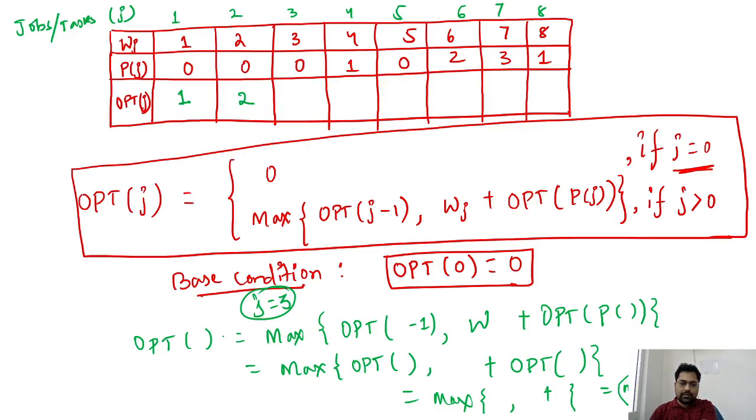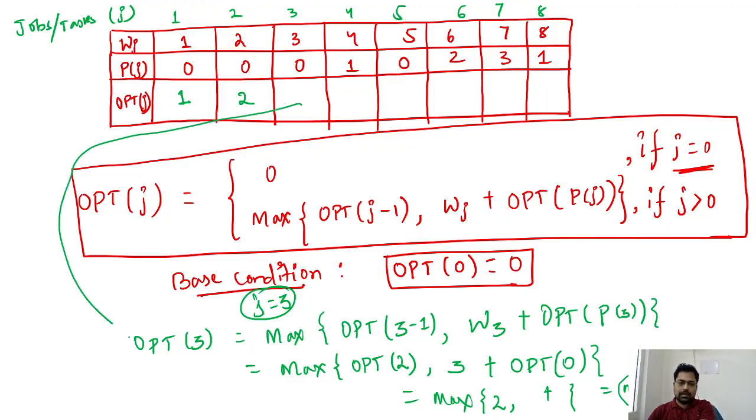So if the J value is 3, here OPT 3, here 3 minus 1. P of 3 is 0, and the weight of 3 is 3. 3 minus 1 is 2, and OPT 2 is 2. So I am writing OPT 2 here. Okay, so next is 3.